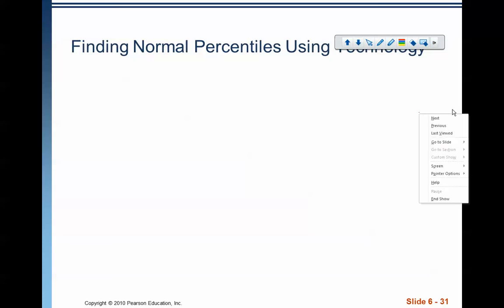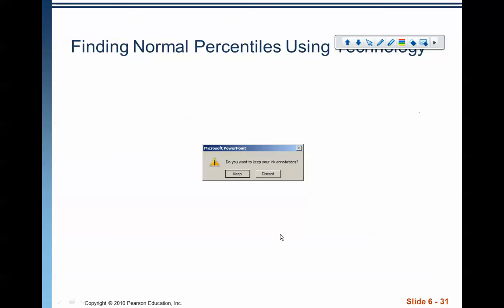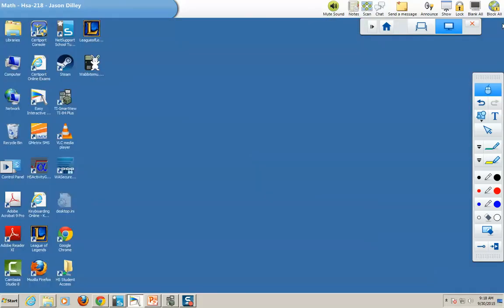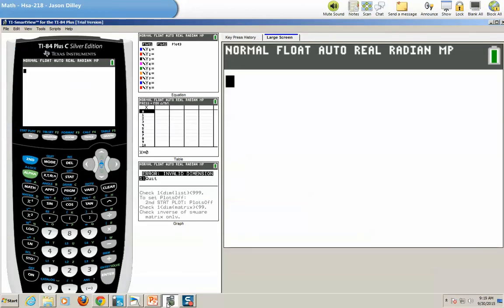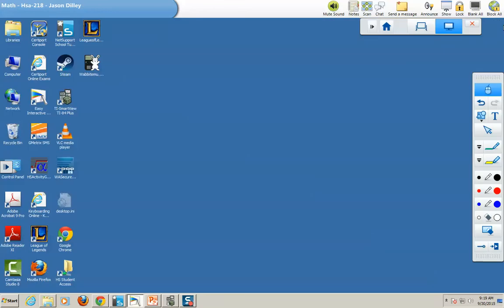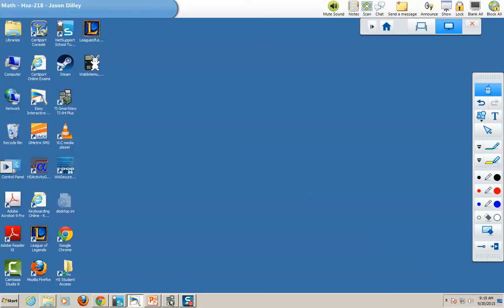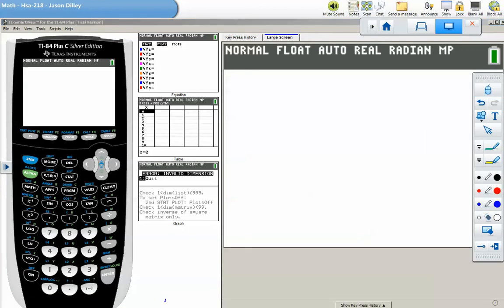I'm going to back out of this. We're going to discard those. And we're going to go to the TI calculator. You guys want to get your calculators out? Why did that disappear? Yeah. There we go. What's that?